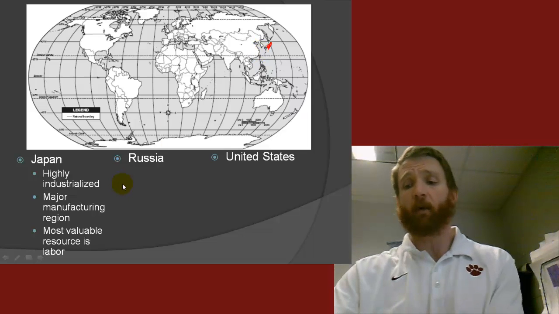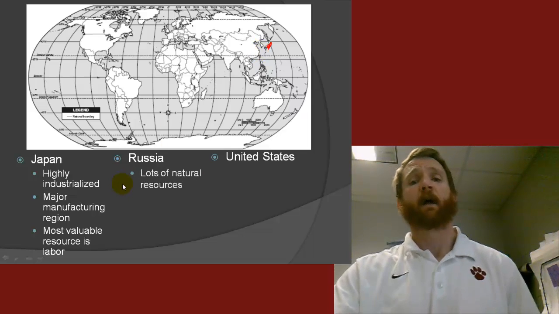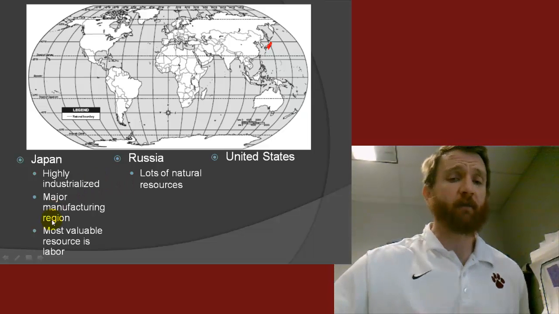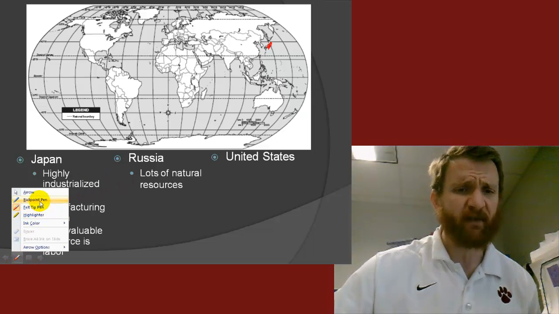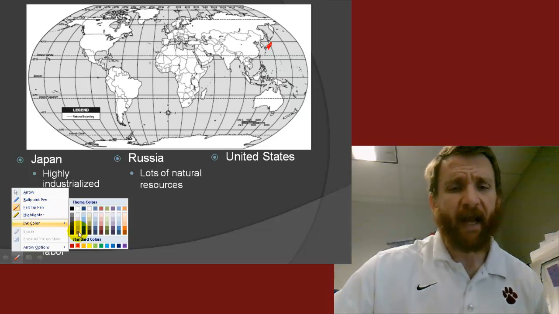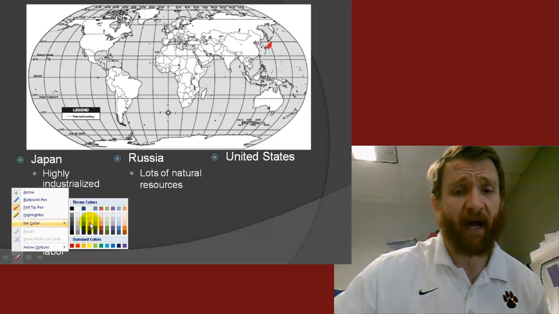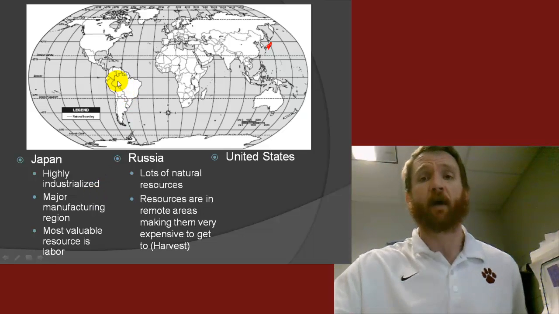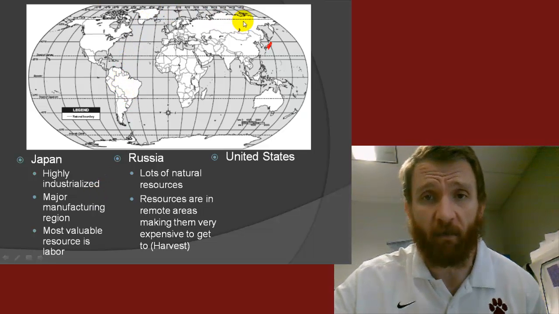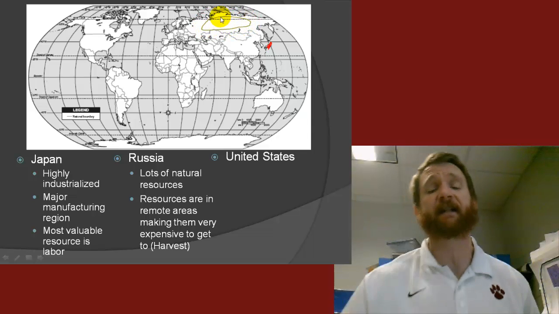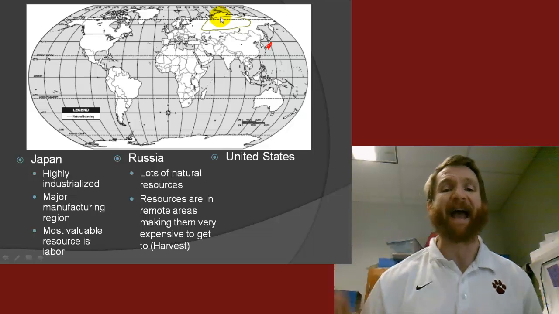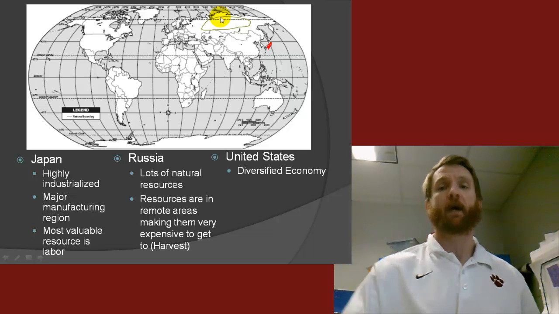All right, Russia is also a country that has a lot of natural resources. They have a lot of natural resources, but the negative about Russia is that they are hard to get to. Most of Russia's resources are right here in an area called Siberia. And it's very difficult for them to get those resources because it's so big and vast, it's hard for them to harvest it.